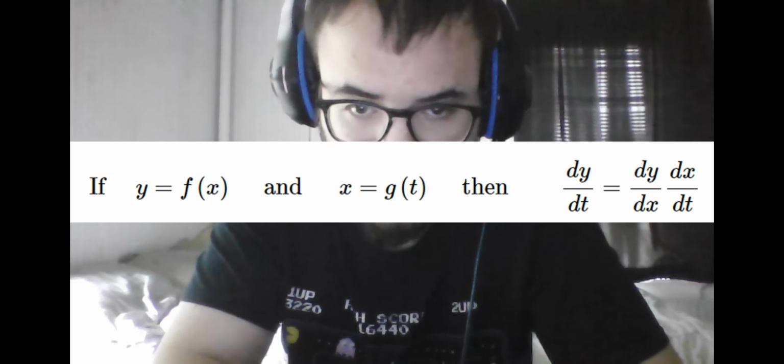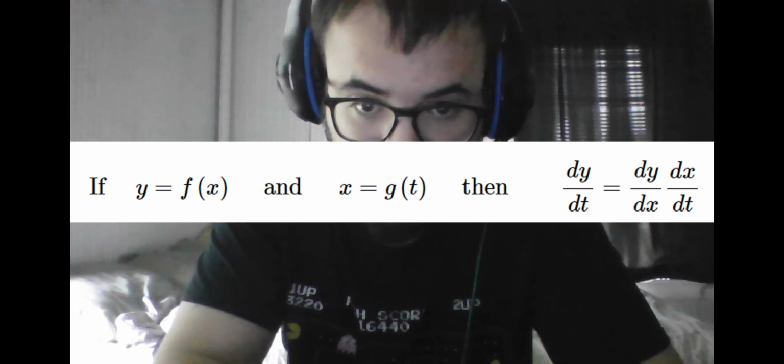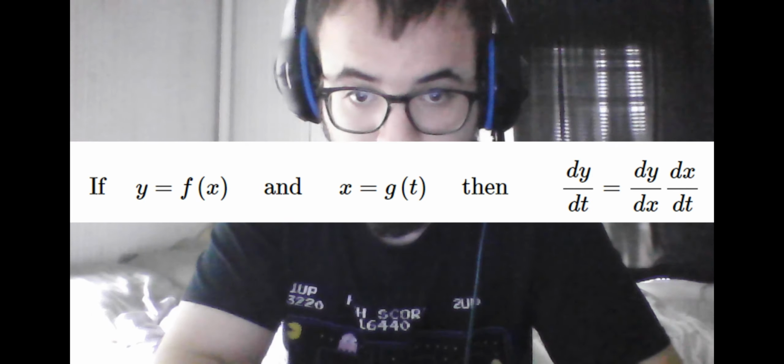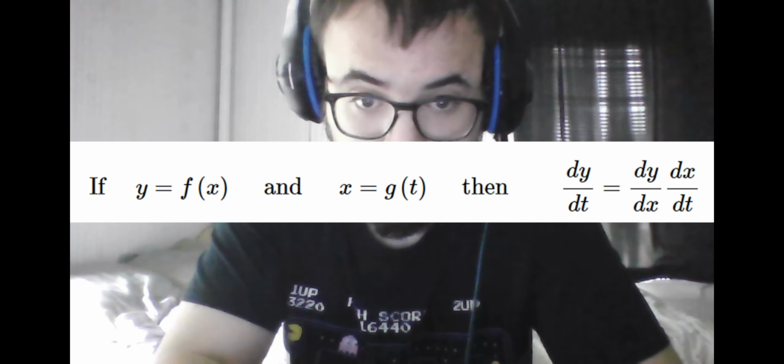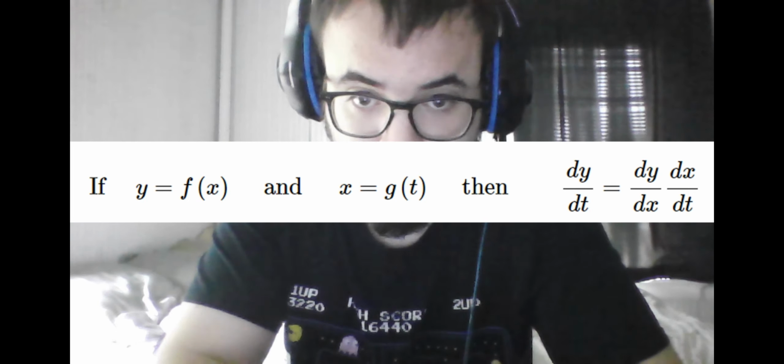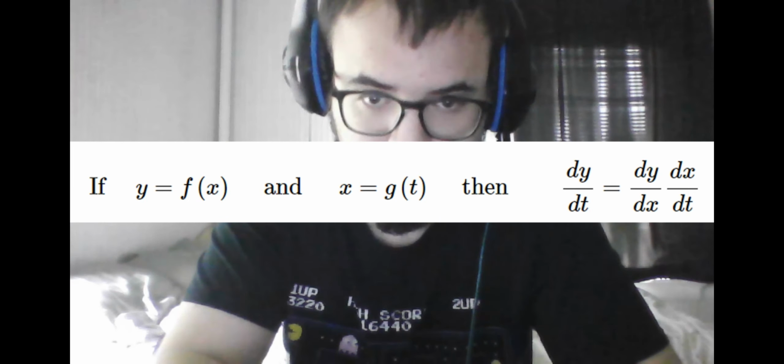In particular, if we state that x is a function of t and y is a function of x as usual, then the change of y with respect to change in t equals the change in y over the change in x times the change in x over the change in t.